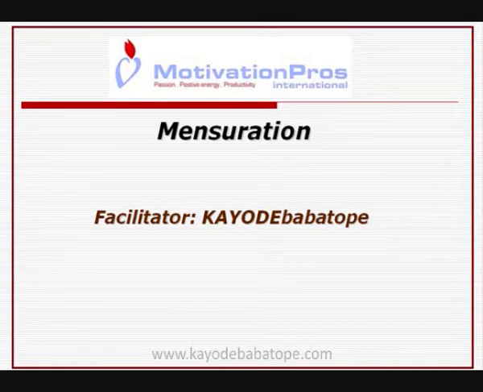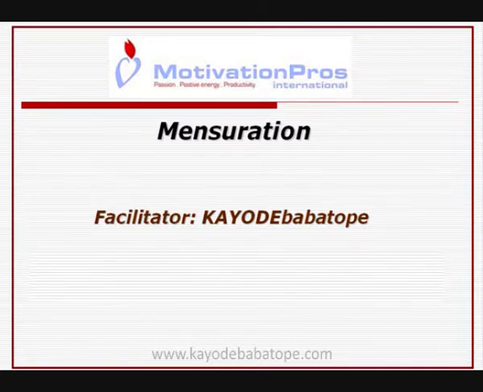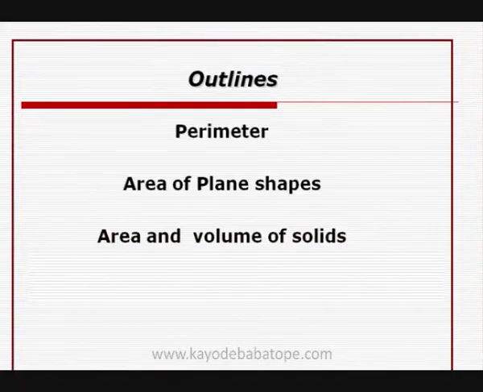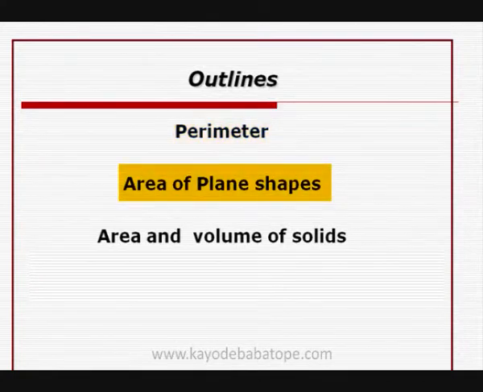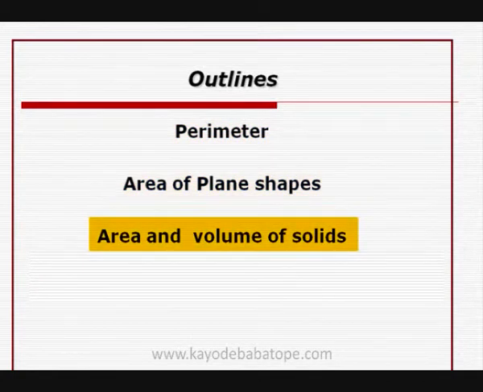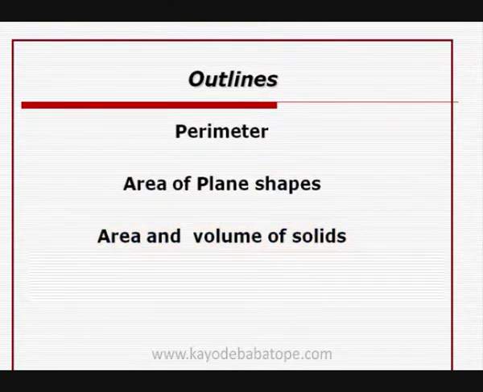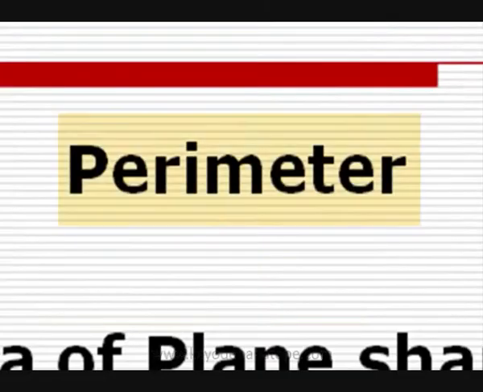You are welcome to this module of Home Tutors. This module is known as Mensuration. And in this module, we have sections, namely perimeters, areas of plane shapes, area and volume of solids. But in this particular section, we will be looking at the first outline.